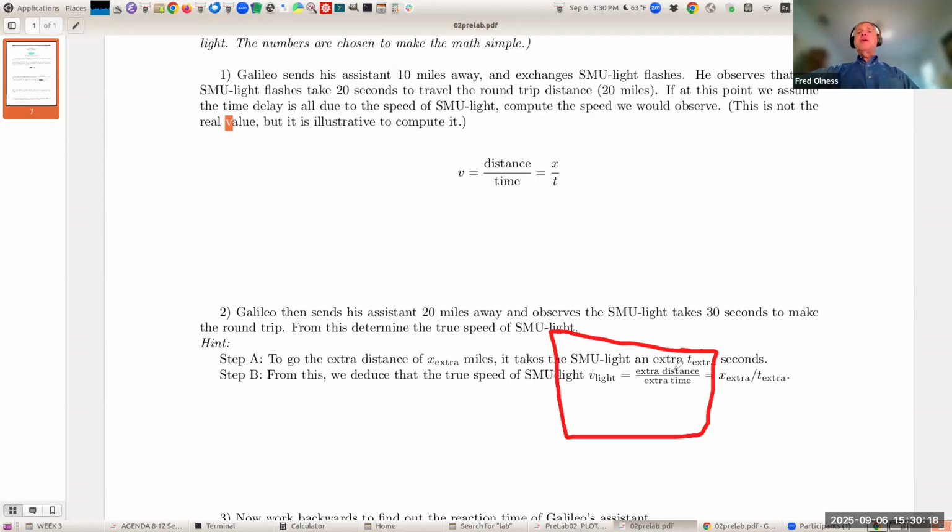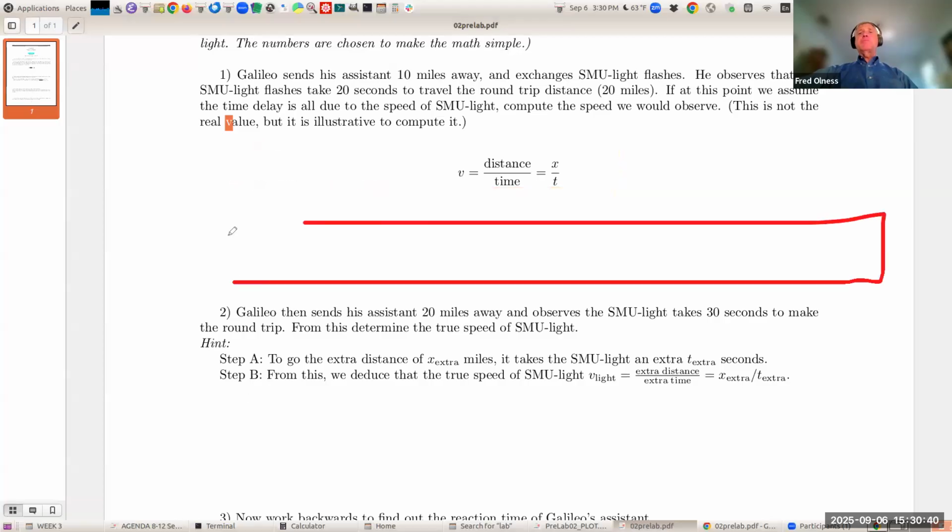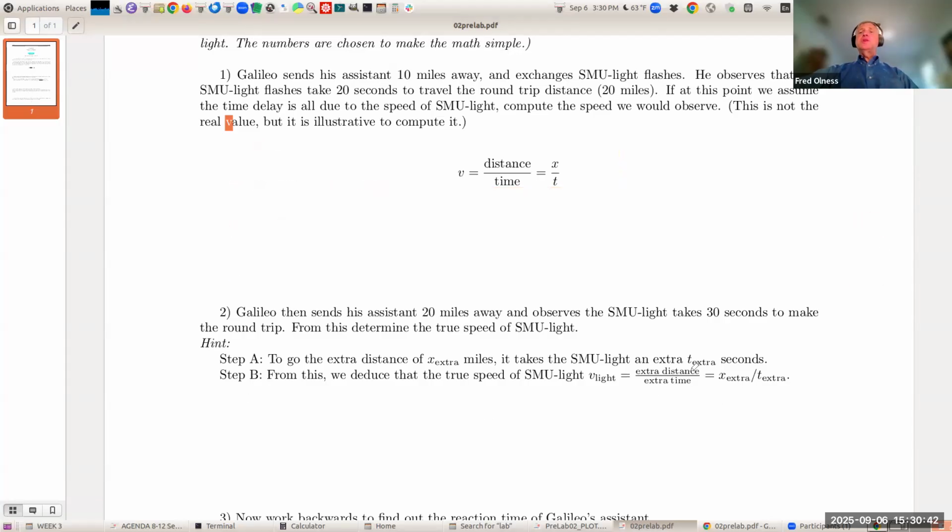The true speed of light is going to be proportional to the extra distance over the extra time. And that won't involve the reaction time of the assistant, assuming it's the same in both cases. So the true speed of light is going to be extra distance over extra time. So initially it was 20 miles round trip. Now it's 40 miles round trip. The extra distance is 20 miles, and the extra time, 30 seconds minus 20 seconds, is 10 seconds.